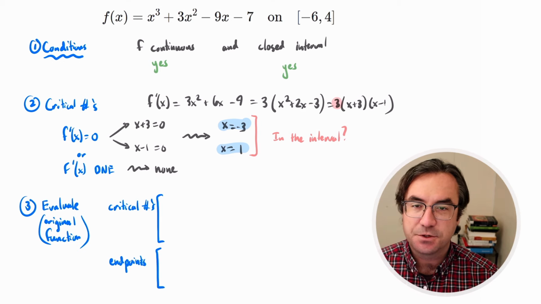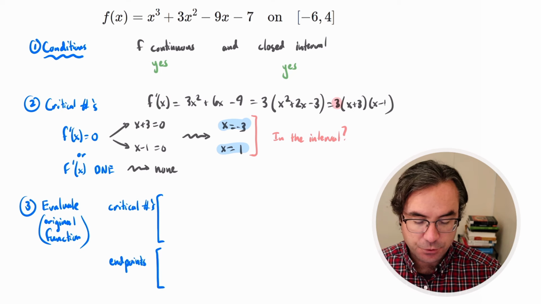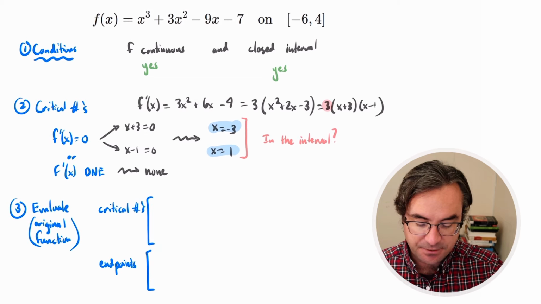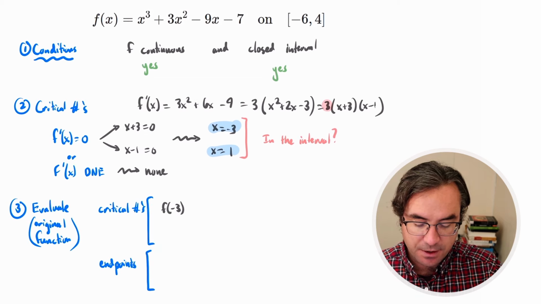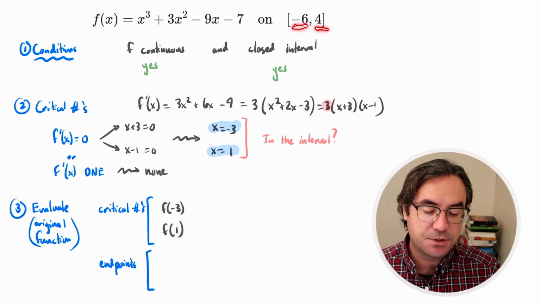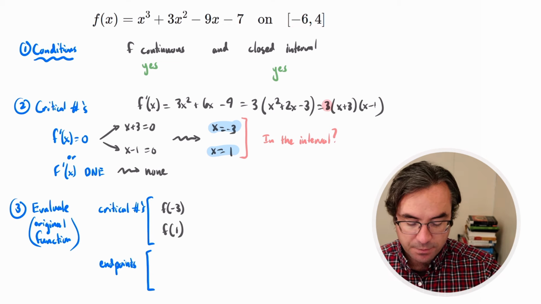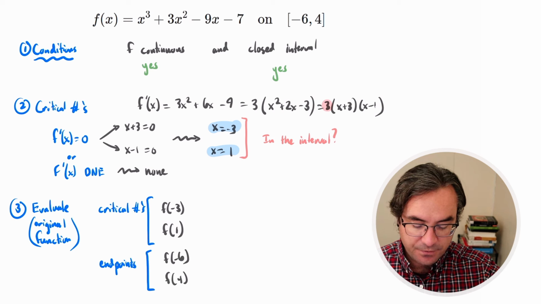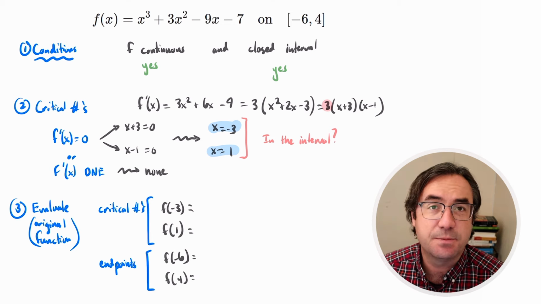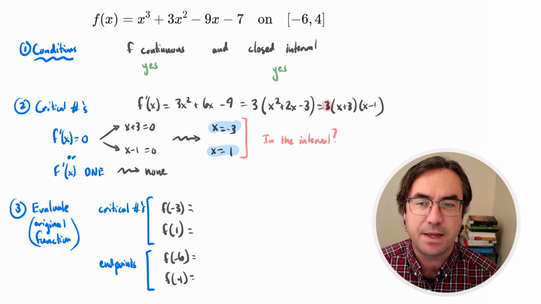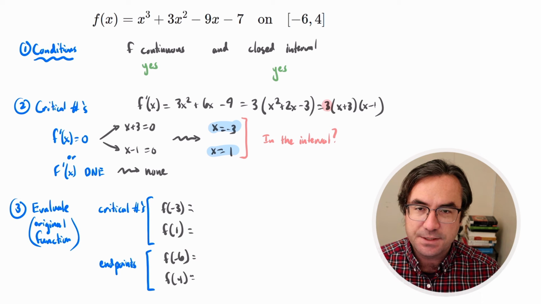Okay, so let's see. What were the two critical numbers? They were negative 3 and positive 1. So we're going to plug each of those into our original function, and then the two endpoints of our closed interval, negative 6 and 4. The idea here is we're just going to evaluate our original function at each of these numbers, and whichever one is the biggest value, that's going to be our max, and whichever one is the smallest, that's going to be our min.